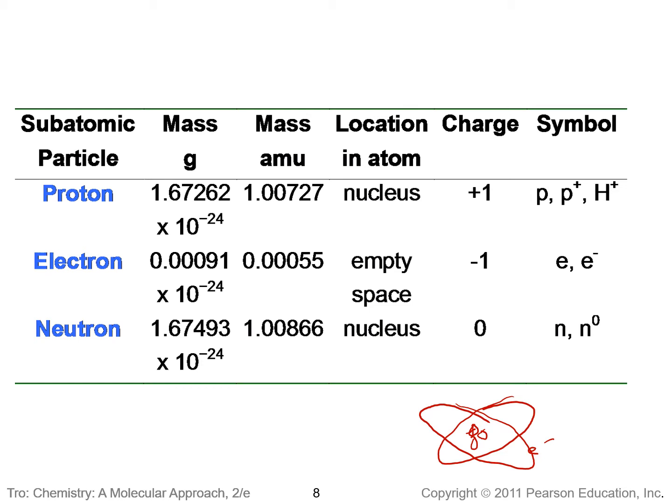Our symbols for a proton are either P, P+, or H+. Why would we have H+ as a symbol for a proton? Well, if we think about it, hydrogen has 1 proton and 1 electron. If we remove that electron, it just becomes a proton. That is why it gets represented as H+ for a proton. Electrons typically are e-, and I use this notation very frequently. Neutrons are either n or n with a 0, representing that there is no charge.